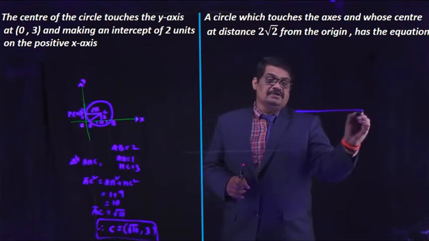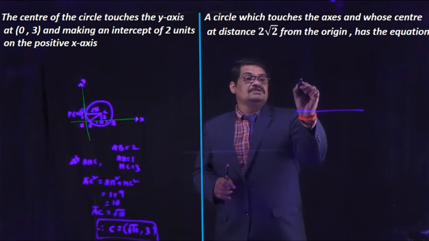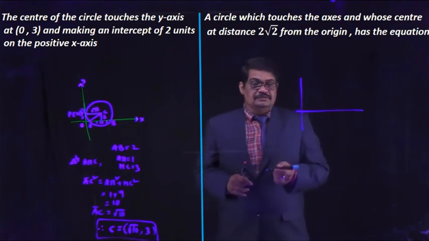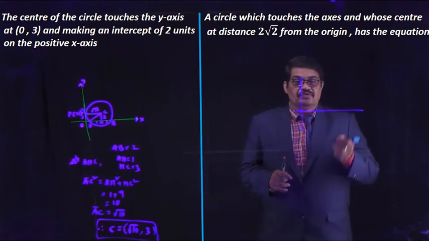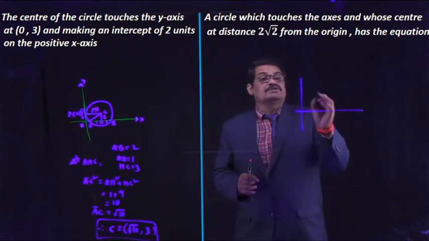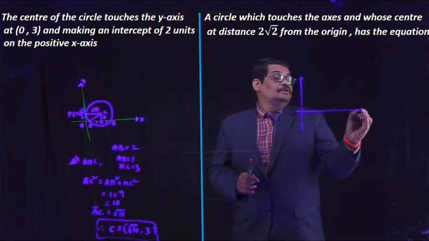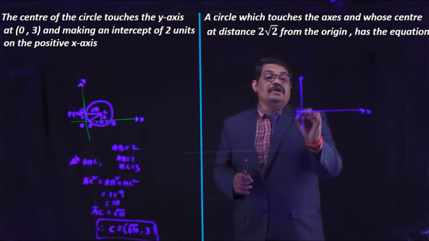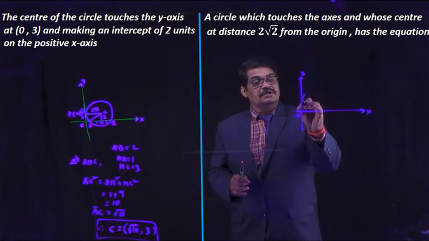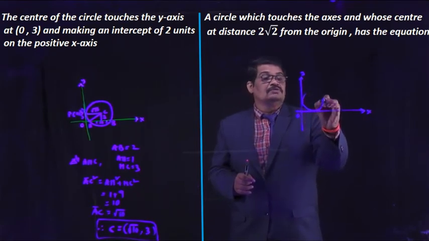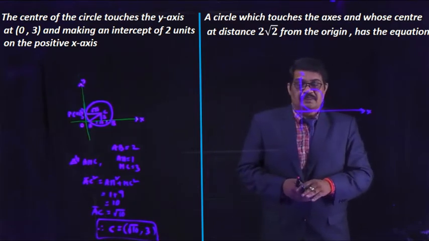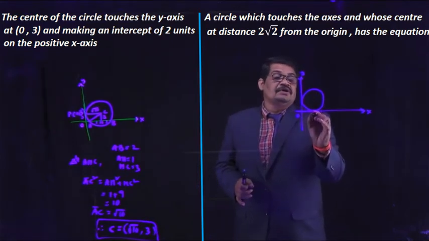This is the x-axis and this is the y-axis. The required circle touches both axes, and its center is at a distance of 2 root 2 from the origin. Look at the diagram. This is the circle which touches both the coordinate axes. Here it touches the x-axis and the y-axis.